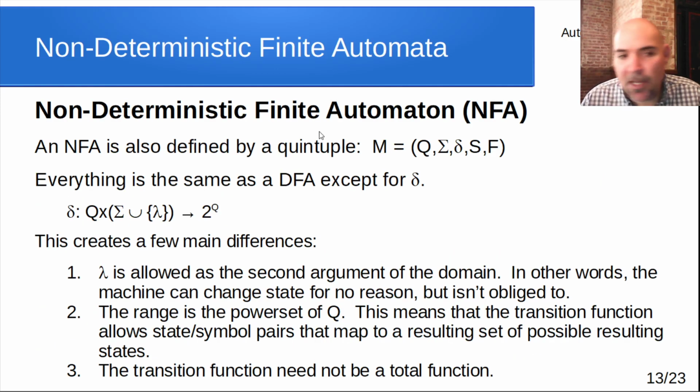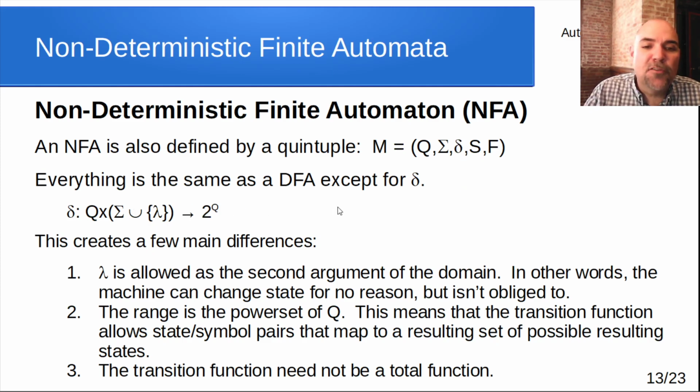So let's look at how you define an NFA, non-deterministic finite automaton. And it's also defined by a quintuple. Same things that are in a DFA: set of states, input alphabet, transition function, a single defined start state, and a set of final states. Those things are exactly the same. So everything is the same except for the way we construct this transition function.